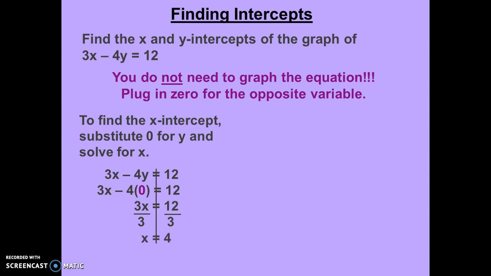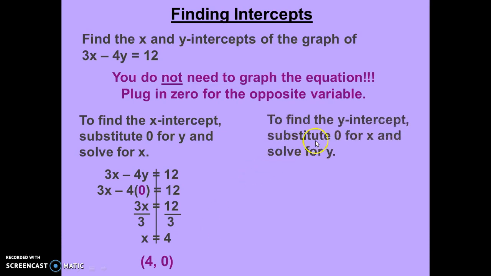So my x-intercept is at 4, and the coordinates for that point would be (4, 0), because the x value is 4, and the y value, remember again, we chose that to be 0. Okay, let's now look for our y-intercept.